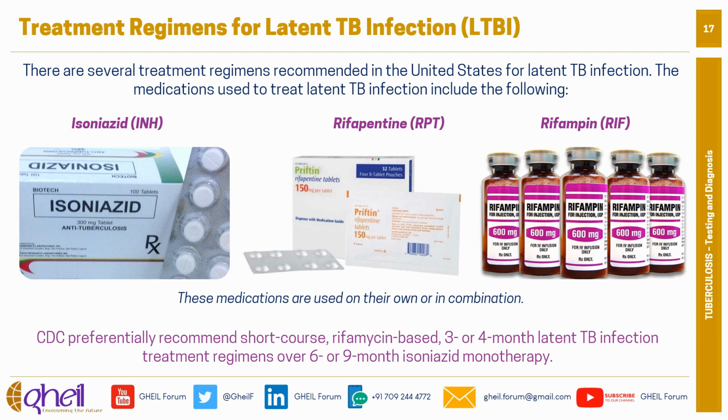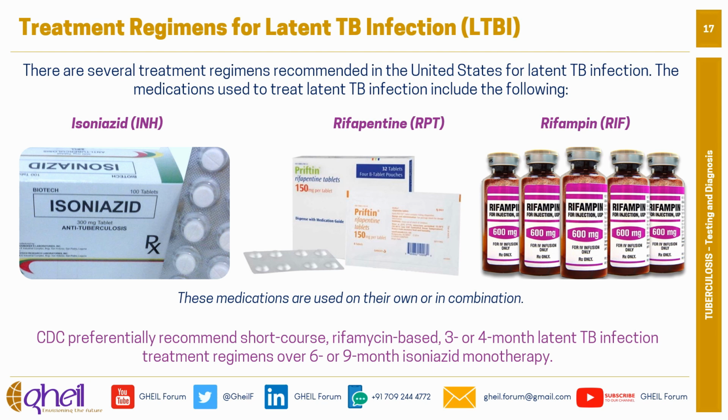Treatment regimens for latent TB infection. There are several treatment regimens recommended in the United States for latent TB infection. The medications used to treat latent TB infection include the following: isoniazid, INH, rifapentine, RPT, and rifampin, RIF. These medications are used on their own or in combination.